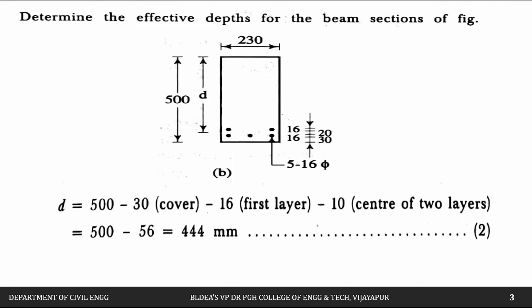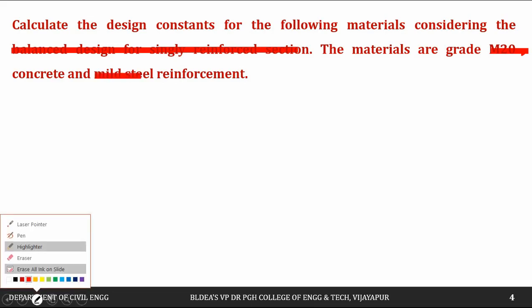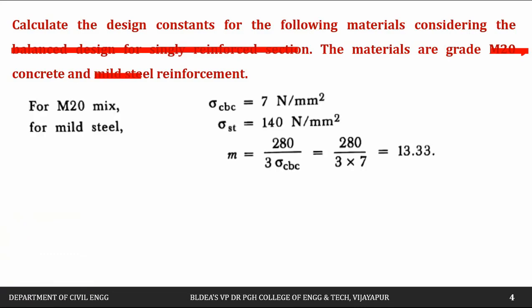Next, we will try to calculate the design constants for the following material, considering the balanced design for a singly reinforced section. The materials are M20 and mild steel. So for this we'll try to calculate the design constants. So let us calculate now. We have this beam, we have M20 grade of concrete, and we have the mild steel.